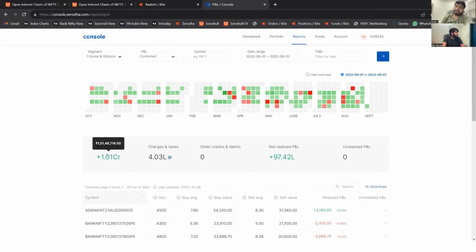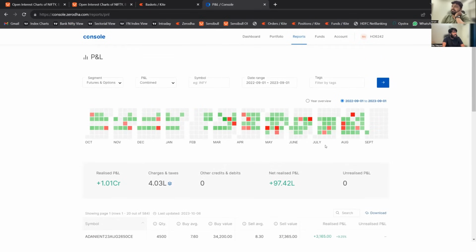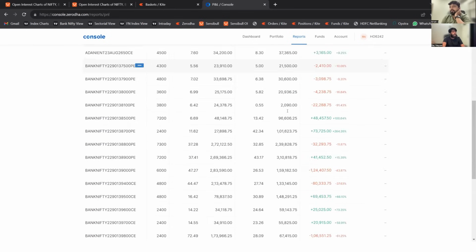That is 1.1 CR realized, and the starting capital was just 40 lakhs. I grew it from here all the way till here. There are days where I have been screwing up as well. There are days this has given me good rewards as well. So everything will be in the setup and everything can be there.